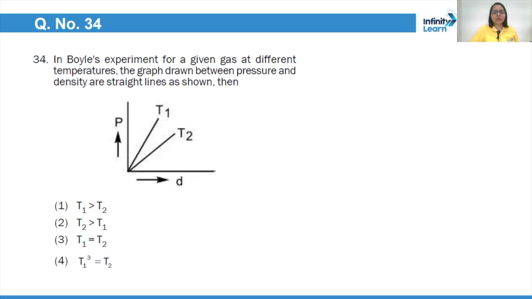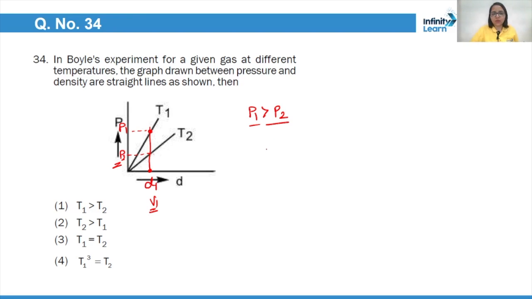Question number 34. In Boyle's experiment, for a given gas at different temperatures, the graph between pressure and density are straight lines as shown in the figure. Then which of the following options is correct? So for a given density, let's say at D1 and volume V1, I'm keeping the volume the same over here. You can see that pressure at T1 is more than pressure at T2, right? If this is P1 and this is P2, then pressure at temperature T1 is more than pressure at temperature T2, right?